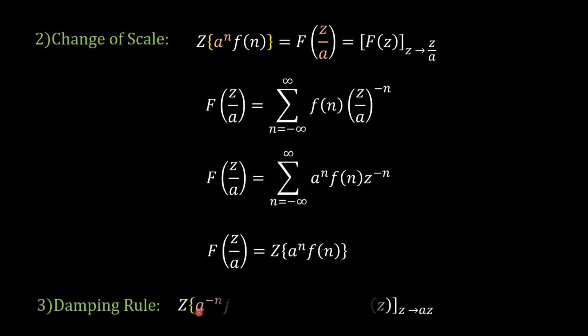Next one is the damping rule, that is the change of scale property only. In this, it is defined as Z transform of a raised to minus n f of n is equal to F of a z. And how to get this? In the Z transform of f of n, that is F of z, replace z by az. So that will give us the Z transform of the sequence a raised to minus n into f of n.